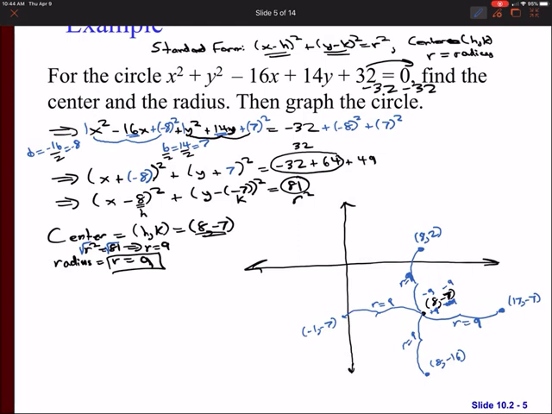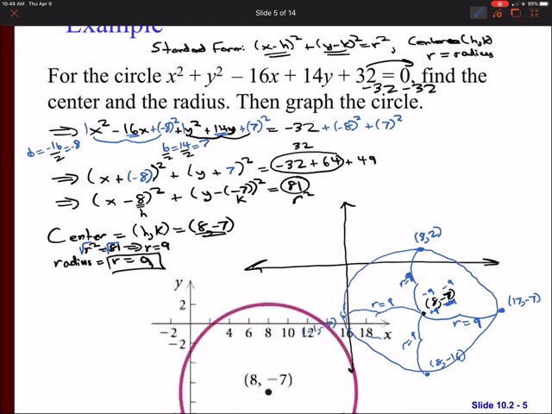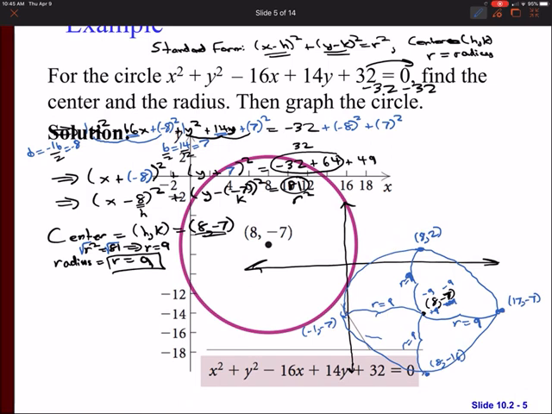So now we've got our circle. Let's go ahead and sketch the circle. So there's a quick picture of our circle, centered at 8, negative 7. So again, we've got our points on there. And you can see a little better picture here to the right. So I put the answer here in our PowerPoint.